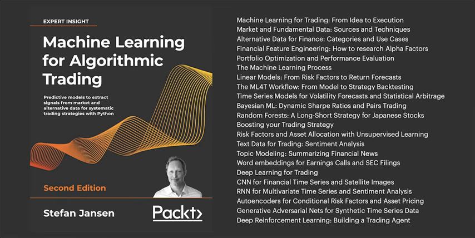Important aspects of data sourcing, financial feature engineering, and portfolio management, the design and evaluation of long-short strategies based on supervised and unsupervised machine learning algorithms, how to extract tradable signals from financial text data such as SEC filings, earnings call transcripts, or financial news, using deep learning models like CNN and RNN with market and alternative data, how to generate synthetic data with generative adversarial networks, and training a trading agent using deep reinforcement learning. The book's website contains chapter summaries and additional information.